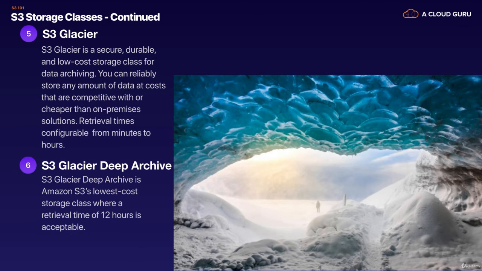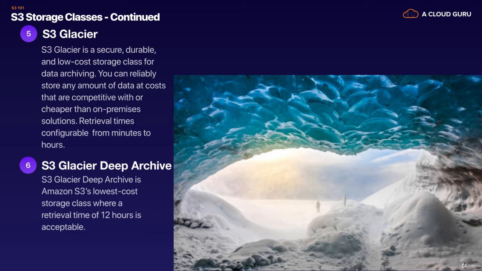Those are the 4 storage classes. We then have Glacier, and Glacier comes in 2 flavors. We've got normal S3 Glacier, and then we've got S3 Glacier Deep Archive. Glacier is basically for data archiving. So if you want to archive off your data, maybe you don't need it, maybe you have to hold on to it for 7 years because of some federal regulation, you would be using Glacier. Now you can store any amount of data, and it's really super cheap.